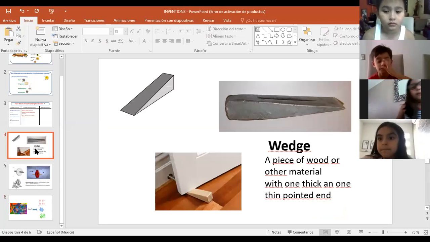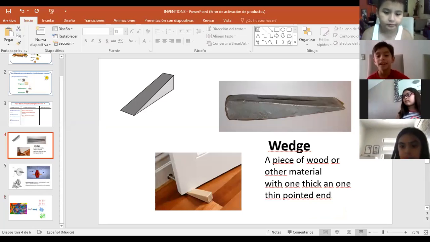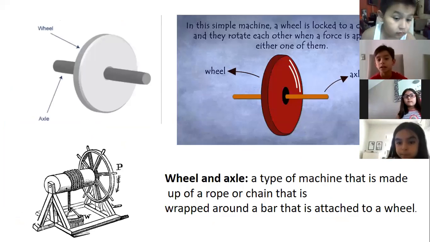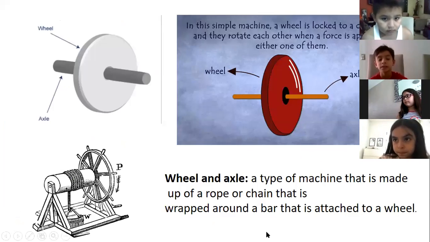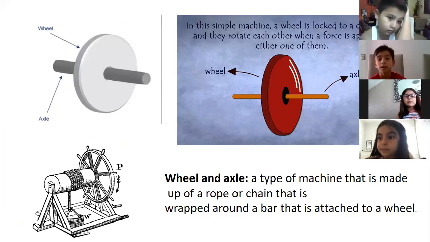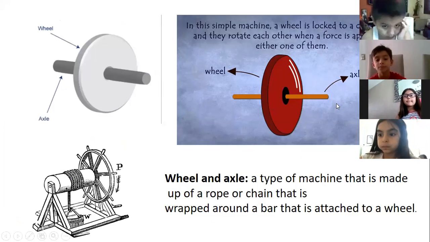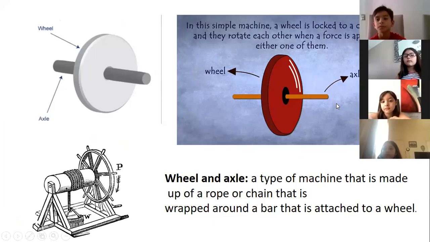The first one is, let me show you this one. Wheel and axle. Look at the pictures so you can understand. A wheel and axle is a simple machine that is made up of a rope or sometimes a chain that is wrapped around a bar that is attached to a wheel. Okay, that is a wheel and axle. Look at the pictures. The circle, the round part is the wheel and the long part is the axle.